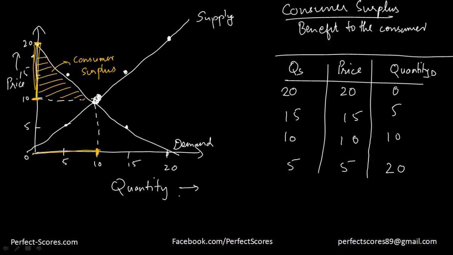Because as you know, price times quantity gives you the revenue, and this area under the curve is the amount that the consumer is benefiting, because he was ready to pay 20 but he is paying 10, which means this area is the consumer surplus.